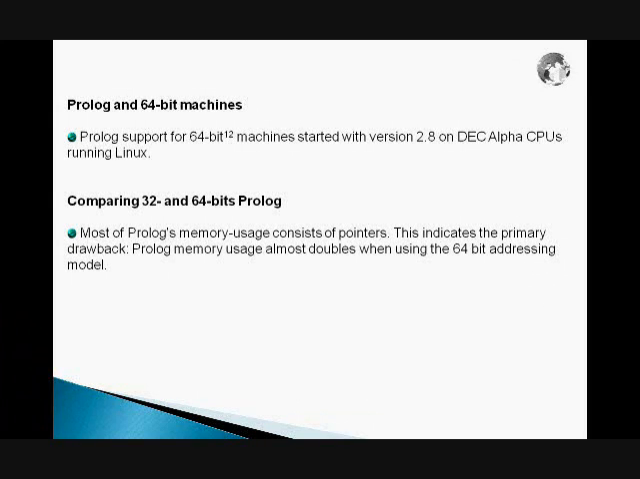This asks for some clarification on the advantages and drawbacks of 64-bit addressing for Prolog. Comparing 32 and 64-bit Prolog. Most of Prolog memory usage consists of pointers. This indicates the primary drawback. Prolog memory usage almost doubles when using the 64-bit addressing model. Using more memory means copying more data between CPU and memory, slowing down the system.